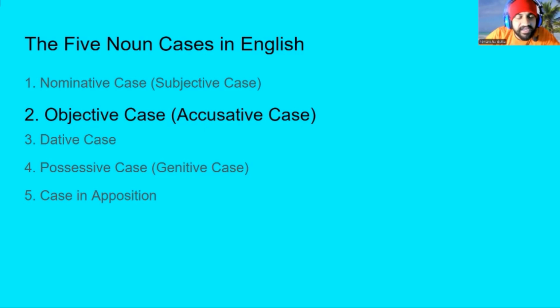Then there is the dative case, and the possessive case. The possessive case is also known as the genitive case. We will understand how it is. Then the case in apposition. So we will understand 5 of them. There are 5 different cases that exist in English grammar for nouns or pronouns. So when it comes to nouns or pronouns, always remember nominative, objective, dative, possessive, and case in apposition.